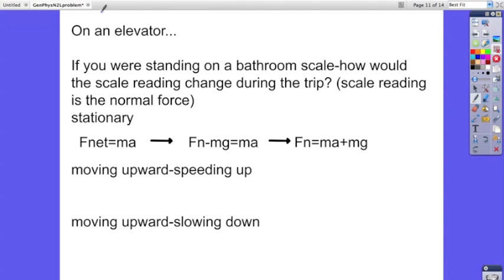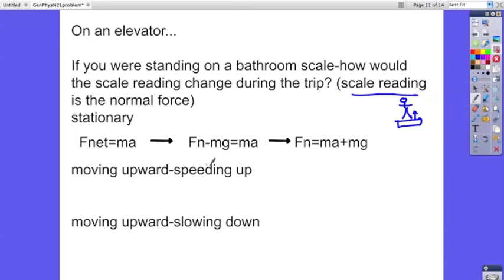If you were on an elevator and you're standing on a bathroom scale, how would the scale reading change during the trip? And the scale reading in physics, that's your normal force. Okay, if you're standing on a scale, it's the scale's force up that it reads, and that's the normal force acting on you.